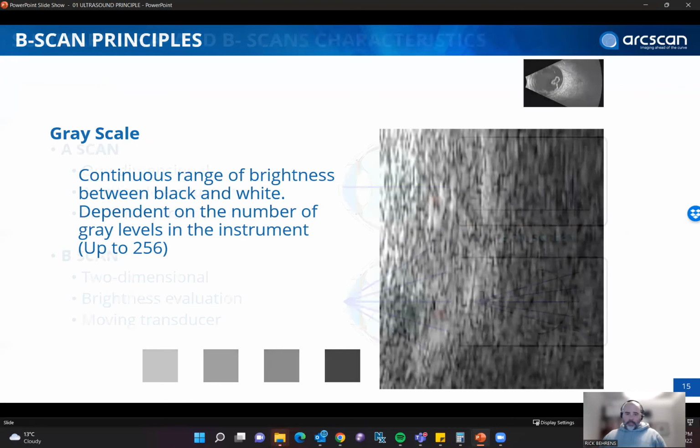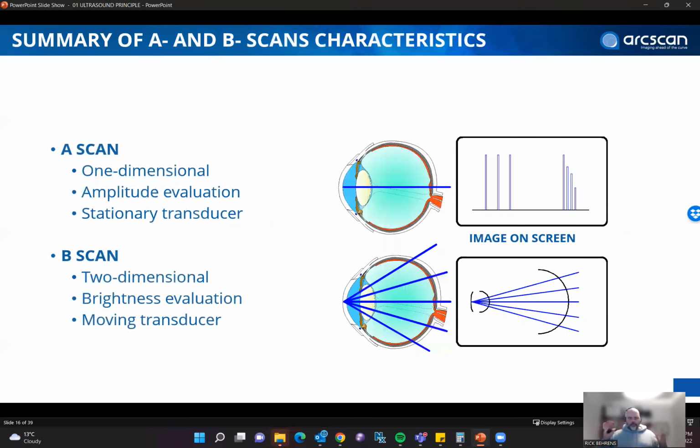We have 256. Now, remember that when we're talking about A scan, we only have one scan going back and forth. It is a 10 megahertz scan, so it has a lot of penetration. A B scan will have a different penetration. In our case, it is 50, and it's two-dimensional. So you have a movable part. On A scan, it's stationary. On B scans, you have a movable probe and a lot of different scans.